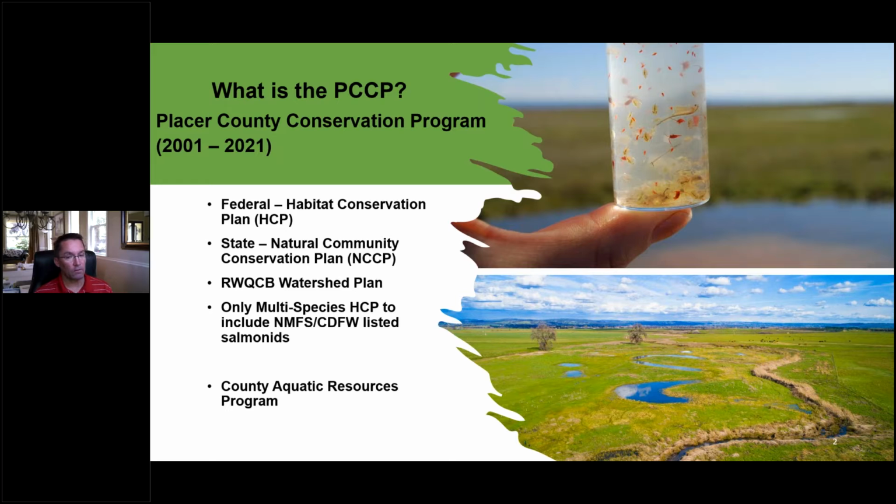So it's the only one that I'm aware of, the only multi-species habitat conservation plan, at least in the state, maybe in the nation, to not only include a whole host of other species and wetland programmatic permitting, but also salmonids. You know, there are some timber harvest plans that are pretty much focused on salmonids, but in this case, we have multiple other species.